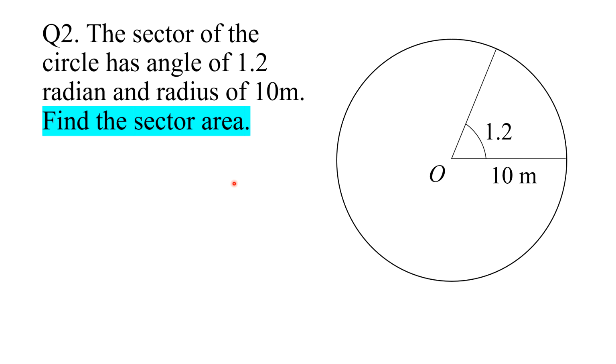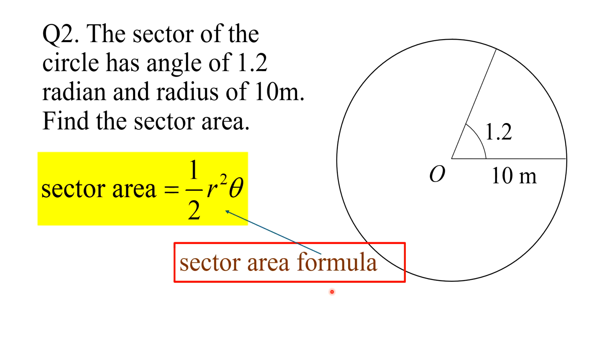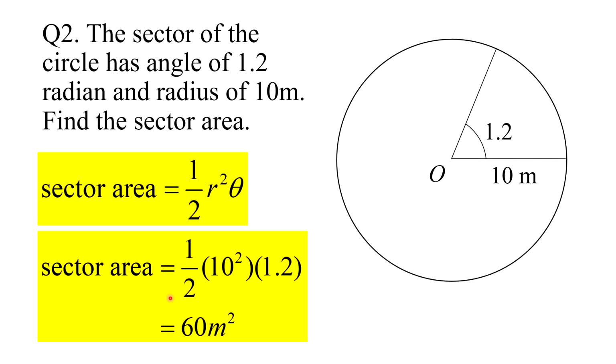Similarly, for question 2, we are given a circle of radius 10 meters and an angle of 1.2 radians. How can we find the sector area? You can use the sector area formula directly and substitute the values in. The sector area is equal to half radius squared, where the radius is 10 meters, times theta, the angle in radians, 1.2. And this will give you 60 square meters.